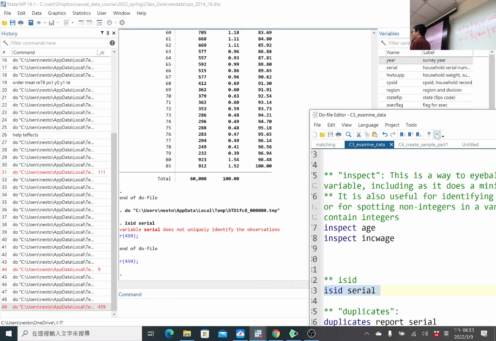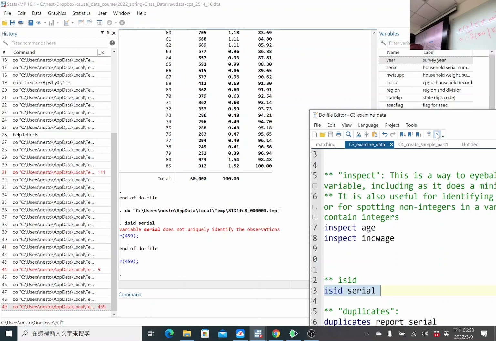If your data is panel data, that's not a problem, because you basically follow the same individual over time. That means the individual ID will show up several times in your data set, so that's not a problem. But if you know one ID should correspond to one individual, and you use this command and check that observations are not uniquely identified, you should pay attention.